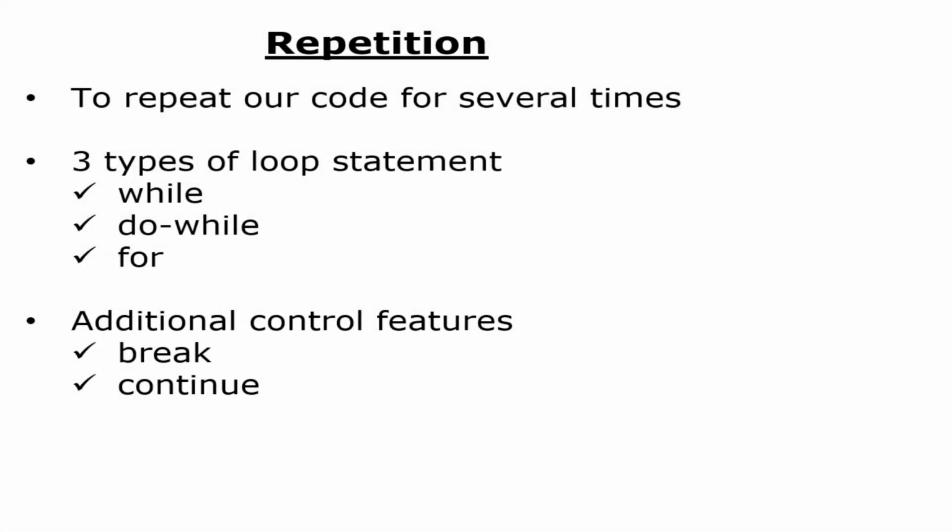In this video, we are going to learn about repetition. First of all, when do we need to use a repetition? We use a repetition whenever we need to repeat our code for several times. In Java, there are three types of loop statement: while loop, do while loop, and for loop. There are also two additional control features which are break and also continue. We will go through them one by one later.